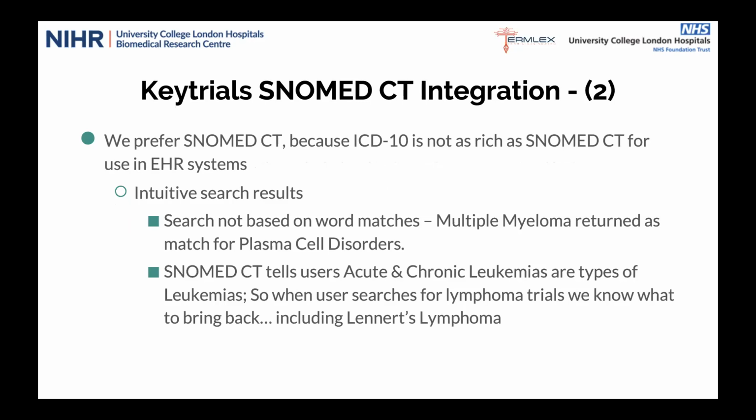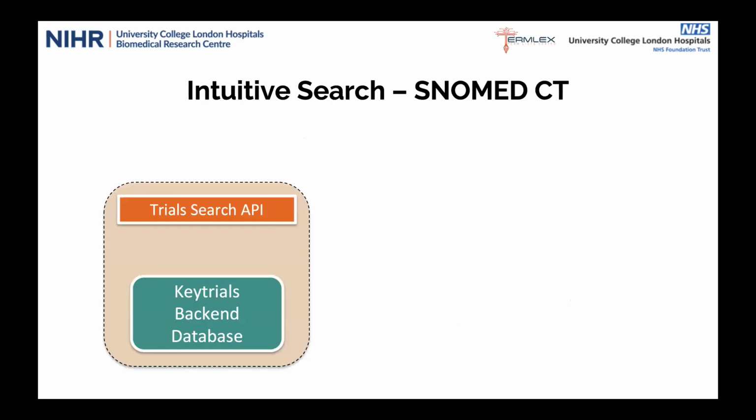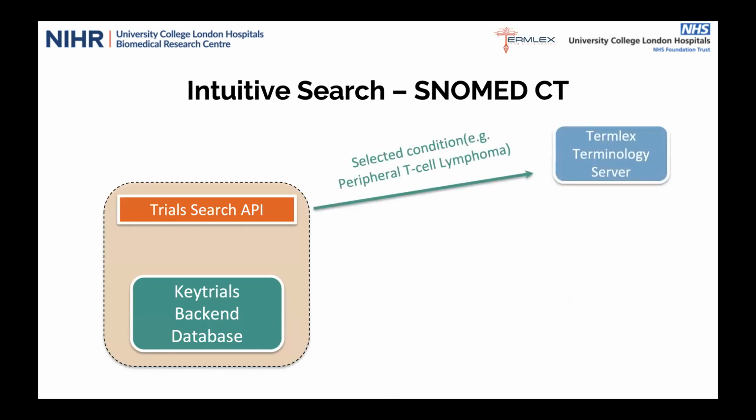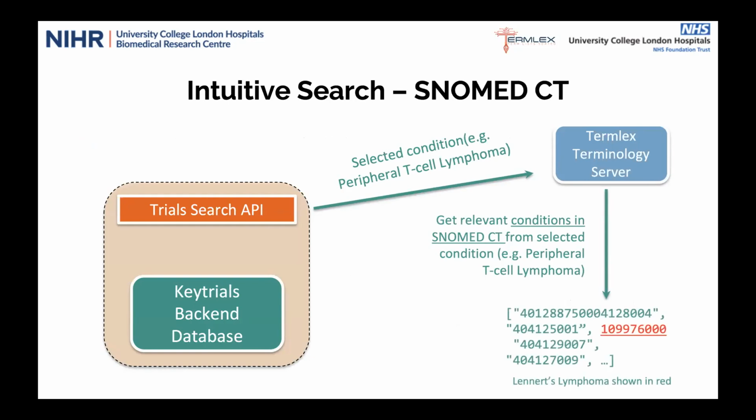As you can imagine, it relies on SNOMED hierarchies to go into, given the concept, what are all the children or the descendants of it, and what are all the ancestors. So spelling agnostic or word agnostic search, how does it work? Imagine the Keytrials search API, when a user picks something, it sends that condition back to the terminology server. The terminology server says, okay, given this condition, give me all the descendants of it, right? So in this case, it's sending for T-cell lymphoma, and you can see all the things that are coming back. This result is sent back again to the search API.